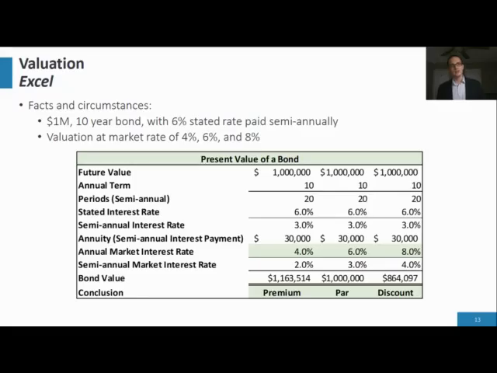So let's look at another illustration. If you want to see the underlying formulas using this financial calculator, it's included in the slides attached to this presentation as well as the Excel sheet. And we can go over those formulas in another lecture as well.